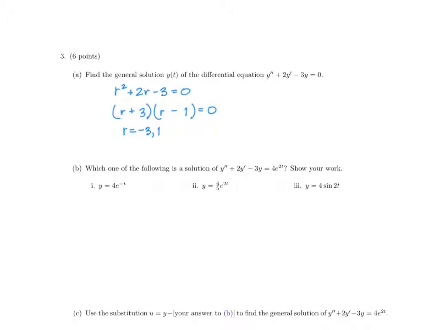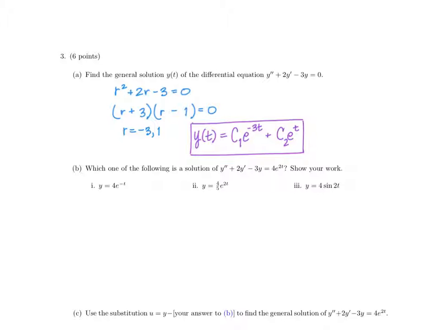Now, the general solution to a differential equation with two real roots is going to be c1 times e to the first root times t plus c2 times e to the second root times t. And so our general solution looks like this. Part B is a follow-up question to this. It says, which one of the following is a solution of y double prime plus 2y prime minus 3y equals 4 times e to the 2t?